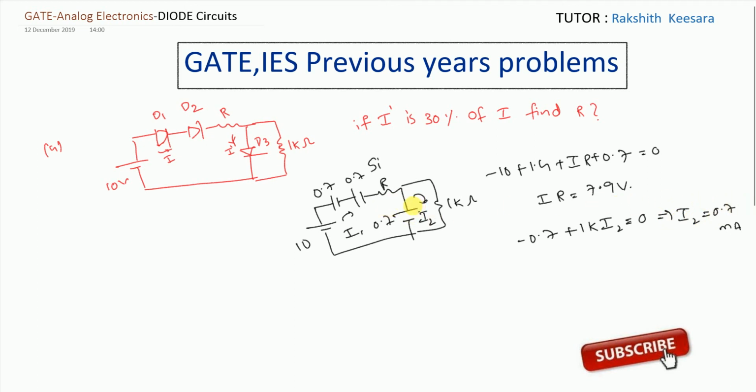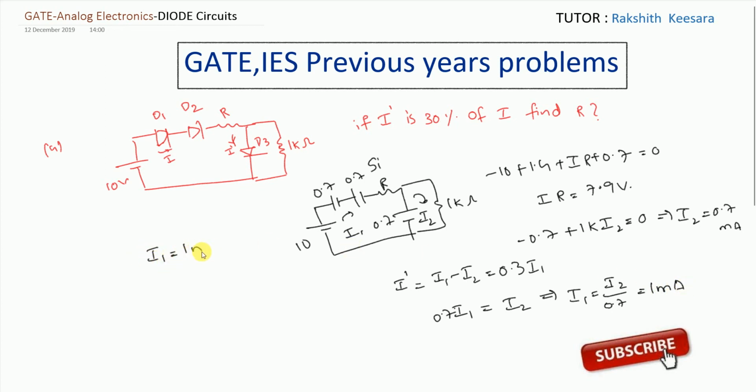So I2 is 0.7 milliampere, and he has given that I dash is 30% of I. What is I dash? I dash is nothing but I1 minus I2. That is 30% of I1. So 0.7 I1 equal to I2, so I1 equal to I2 by 0.7. That is 1 milliampere. So I1 is 1 milliampere.